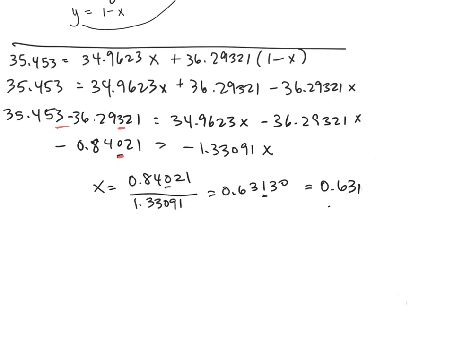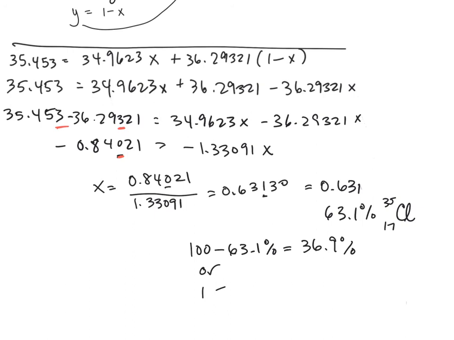Okay, so you could say 63.1% abundance of the chlorine 35 isotope. And then you could say 100 minus 63.1% is going to be equal to 36.9%. Or you could say 1 minus 0.631 is going to be 0.369. You could do that either way, but in any event, that will be for the chlorine 37 isotope right there.